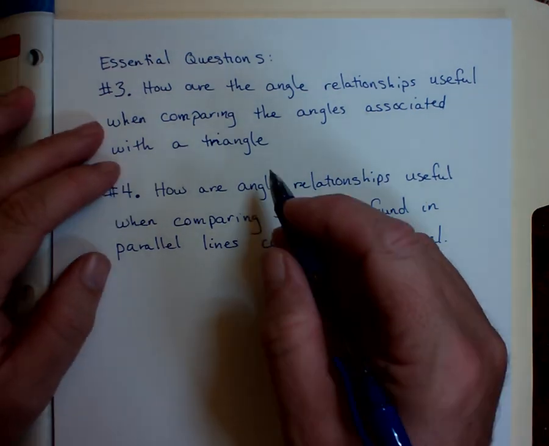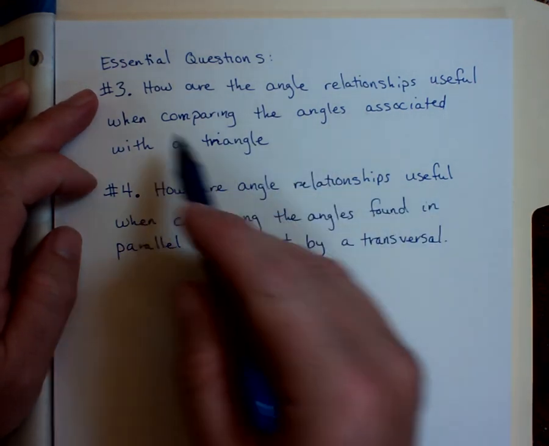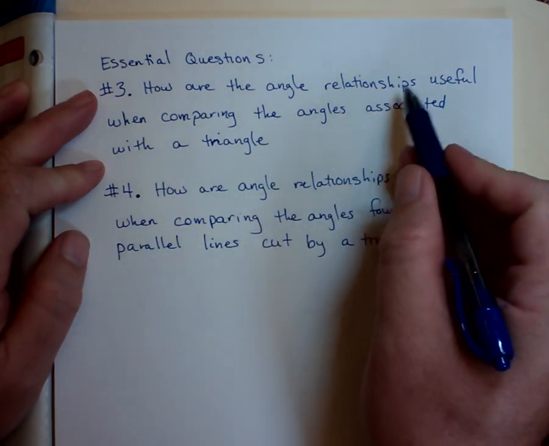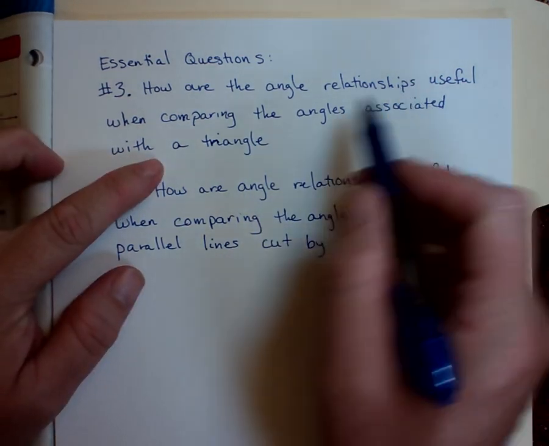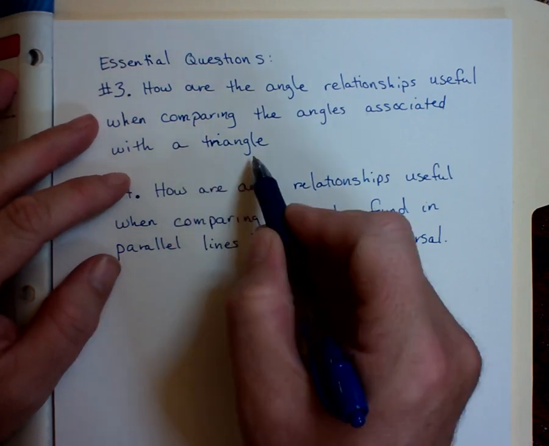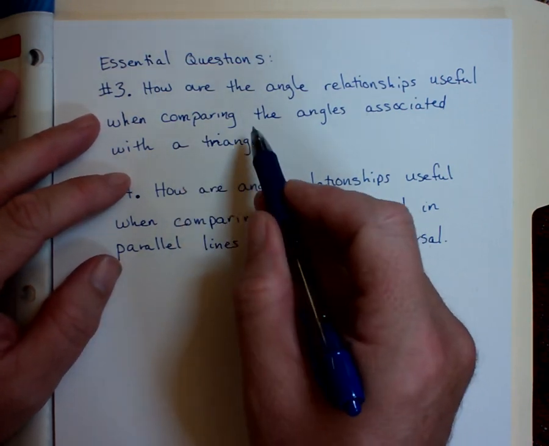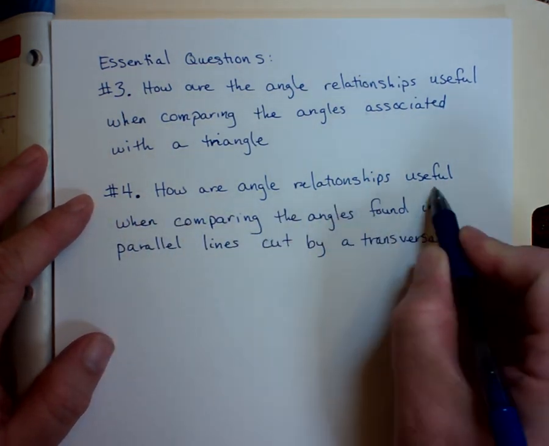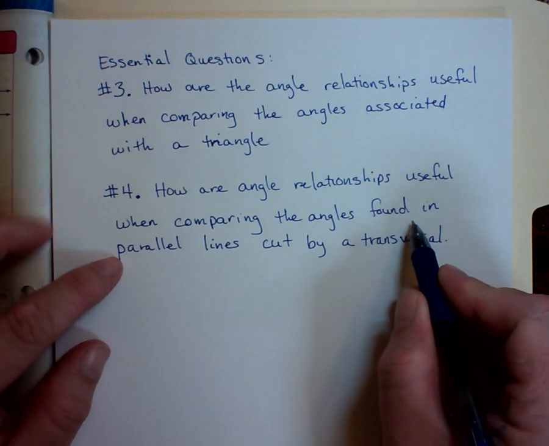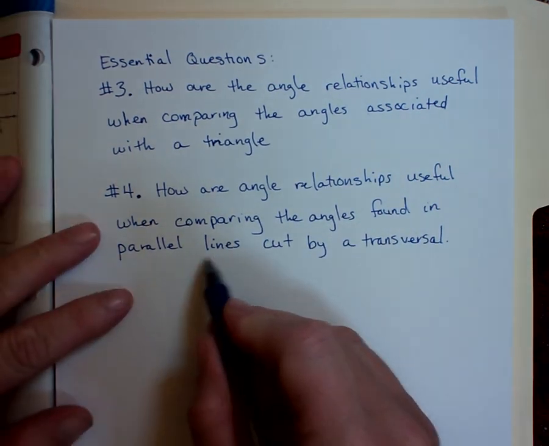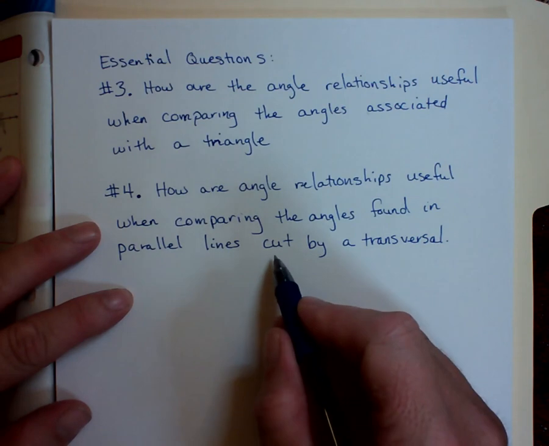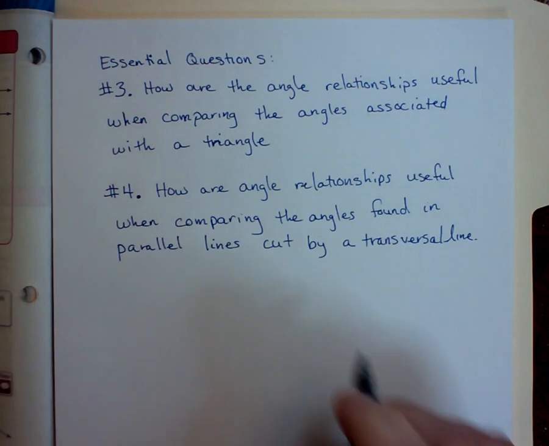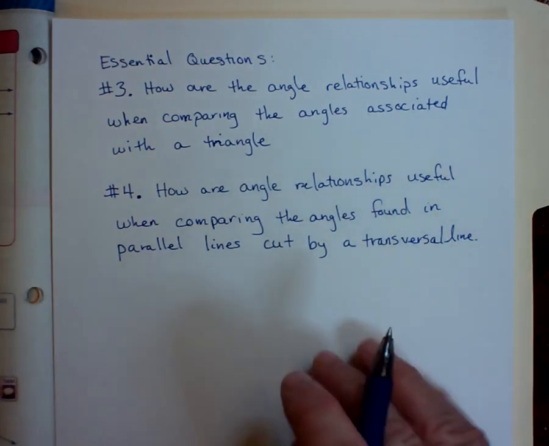Okay, we have 2 brand new essential questions. Essential question 3 is not going to be addressed today. How are angle relationships useful inside of a triangle? So when you're comparing angles associated with a triangle, we're going to spend a lot of the next 2 lessons on that. Today we're on essential question number 4. How are angle relationships useful when we compare angles found with parallel lines? Again, parallel lines are 2 lines that don't cross, and then they're cut by a transversal line. A transversal line, again, is a line that crosses something.